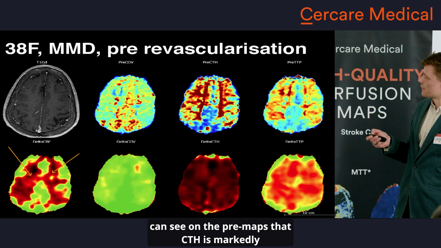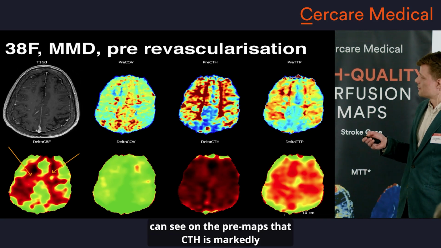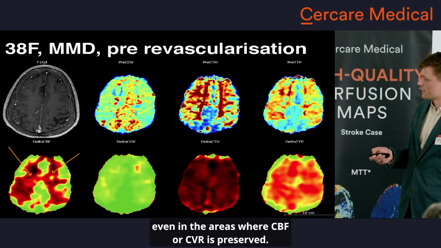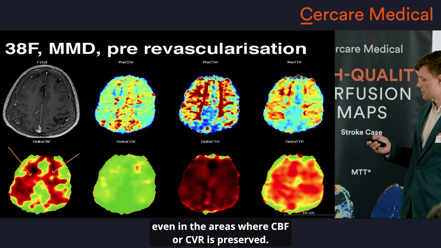You can see on the pre-maps that CTH is markedly increased in the entire anterior circulation, even in the areas where the CBF or CVR is preserved.